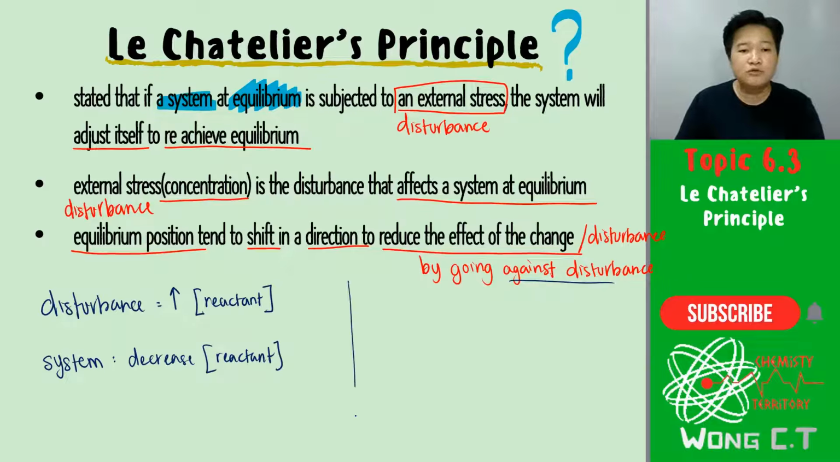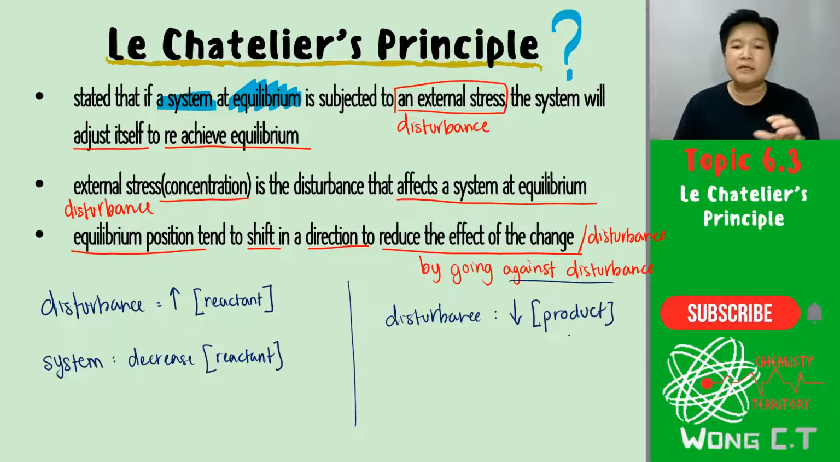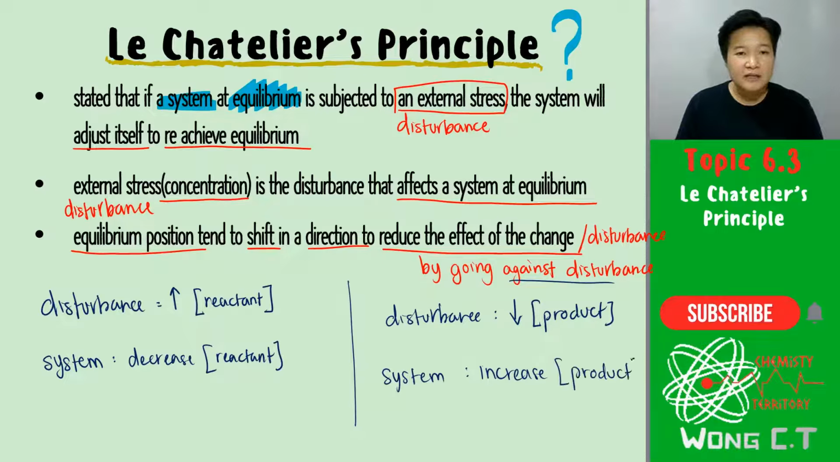The same thing goes vice versa. If my disturbance is to decrease the concentration of the product, what do you think your system will do? Your system will go opposite, against your disturbance. The system will increase the concentration of the product. See that? That is what Le Chatelier is trying to tell you.